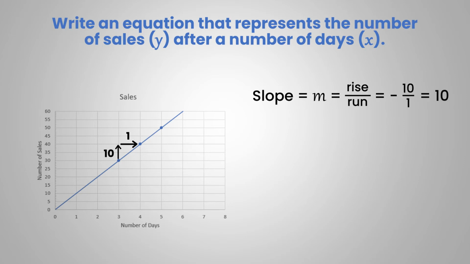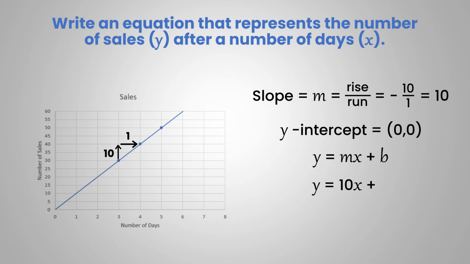We also will need the y-intercept. The y-intercept in this graph is 0, 0, the place where the graph crosses the y-axis. Therefore, my equation of my line is y equals mx plus b, where m is 10 and b is 0, which gives me y equals 10x plus 0, or y equals 10x.